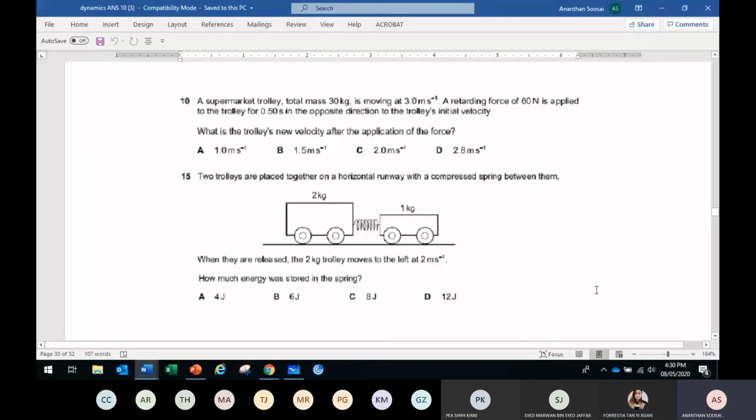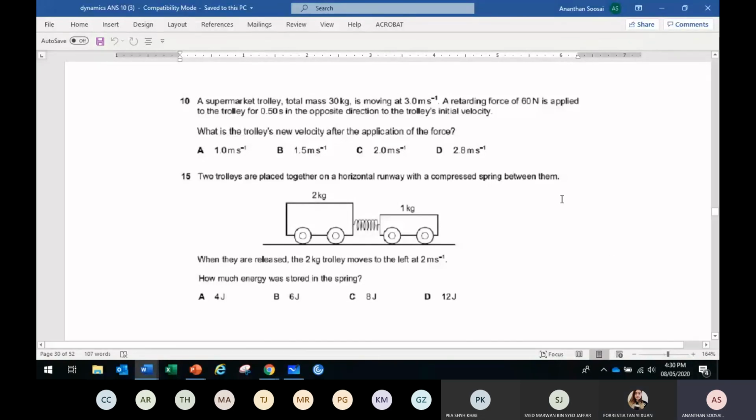Two trolleys are placed together on a horizontal runway with a compressed spring between them. When they are released, the 2 kilogram trolley moves to the left at 2 meters per second. How much energy was stored in the spring?